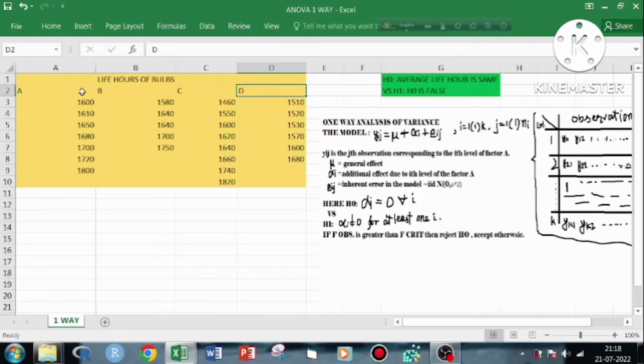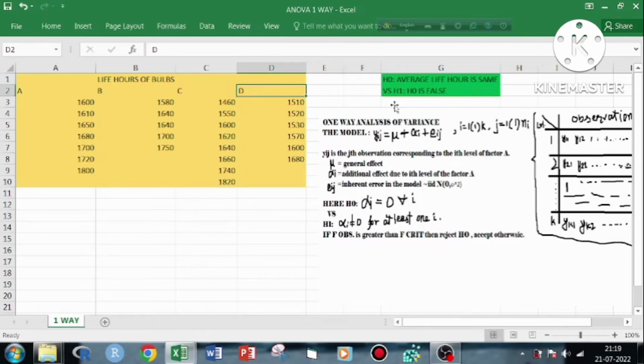Our null hypothesis would be that the average life hours of the bulb is the same, or it could be written like this, that there is no additional effect due to the production batches. And our alternative is that the null is false, that is, yes, average life hours is not the same, and yes, there is a significant effect on the life hours of the bulbs due to the batches.